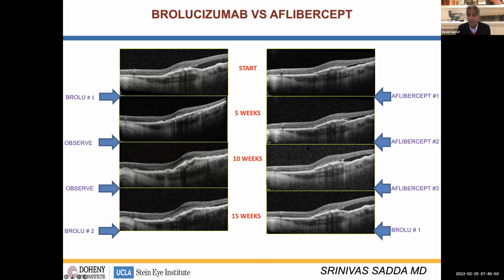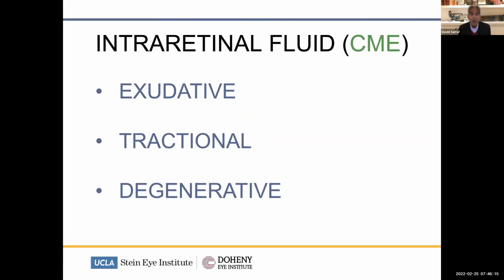And sure enough, in this case presentation, you can see persistent recalcitrant fluid that does not completely clear with aflibercept therapy, but when brolucizumab therapy is instituted, you can see finally resolution of most of that subretinal fluid. So again, indicating that subretinal and intraretinal fluid can be an indicator or a biomarker of neovascular activity.